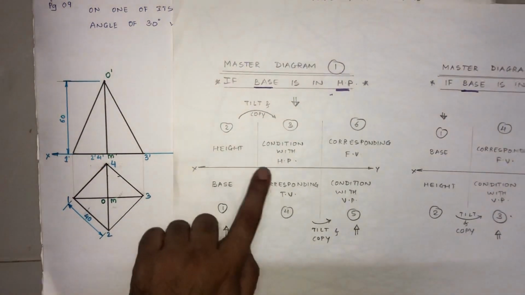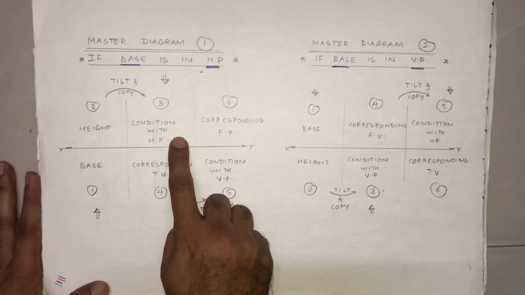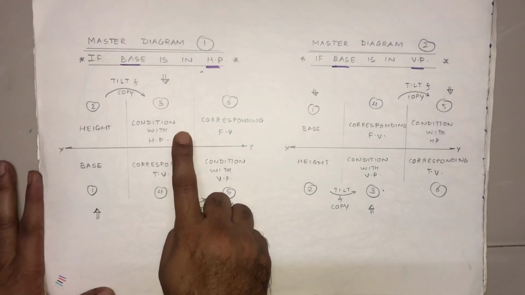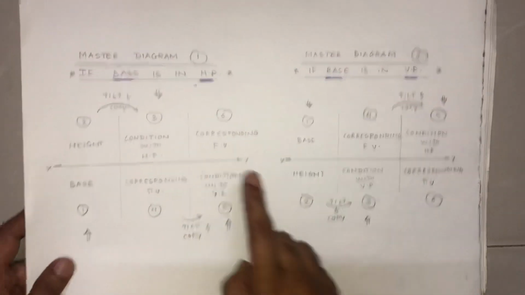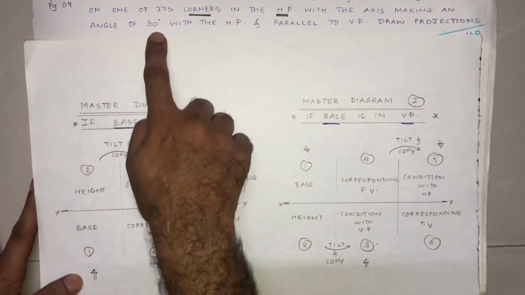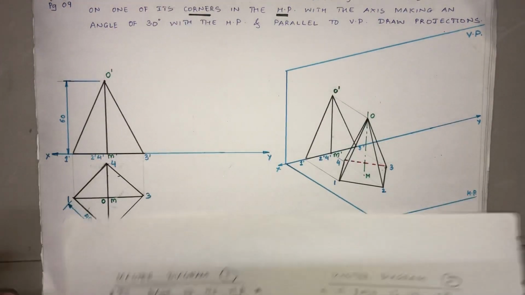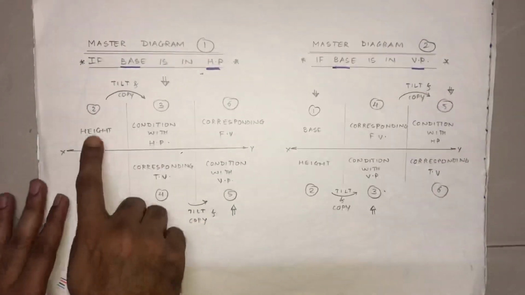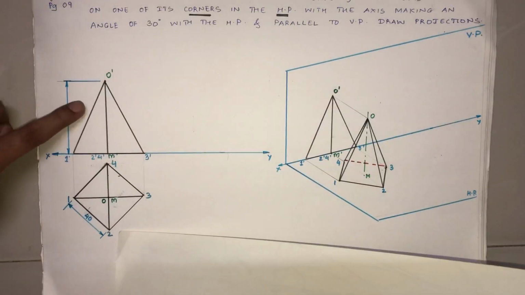Now, we are going to go with step 3. Step 3 says that in the problem, we have to learn about some condition with HP. Now, let us read the problem and understand what that condition with HP is. What are they telling us to tilt or rotate? They have mentioned that the axis is making an angle of 30 degrees with the HP. Now, where is our axis? Remember, which step do we have to tilt and copy? Step number 2. So now let us only focus on this step.